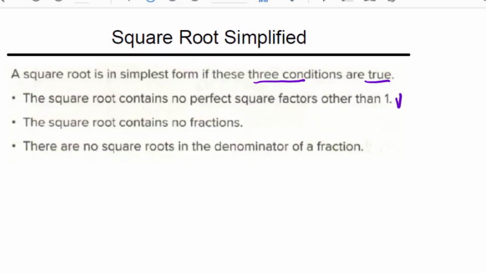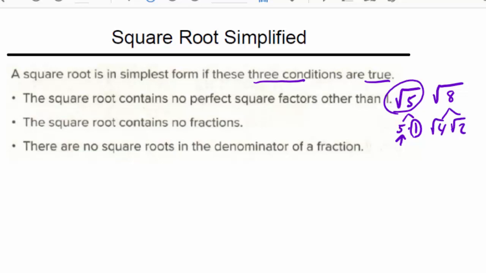So an example here, if I have the square root of 5, the factors of that are just 5 and 1. And even though 1 is a perfect square factor, there's nothing you can do with it. But 5 is not a perfect square, so the square root of 5 is simplified. If I had the square root of 8 on there, the square root of 8 can be rewritten as the square root of 4 times the square root of 2.